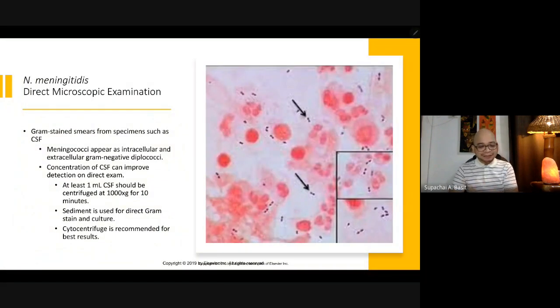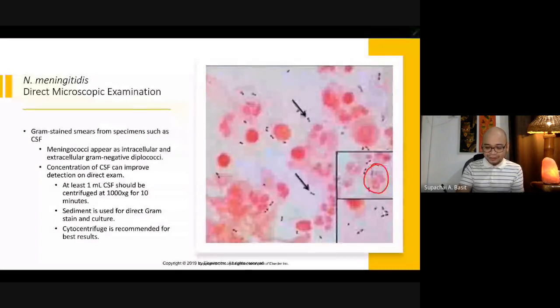So this is how the Gram stain of Neisseria meningitidis looks like. Take note, it is almost the same as Neisseria gonorrhoeae. Meningococci appear as intracellular, inside the cell, or even extracellular, outside the cell.